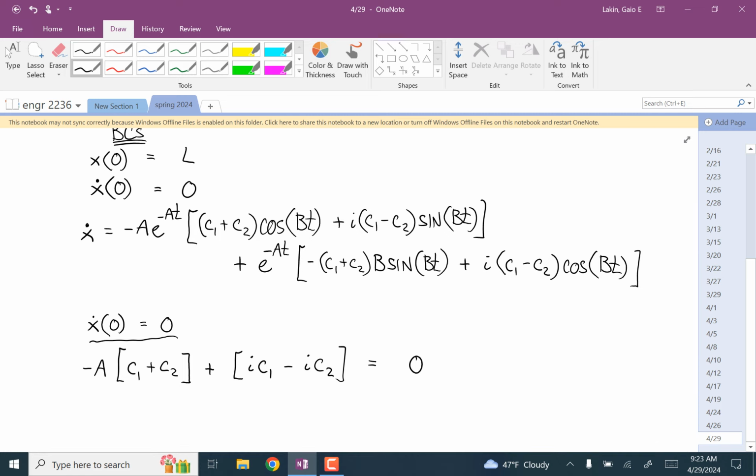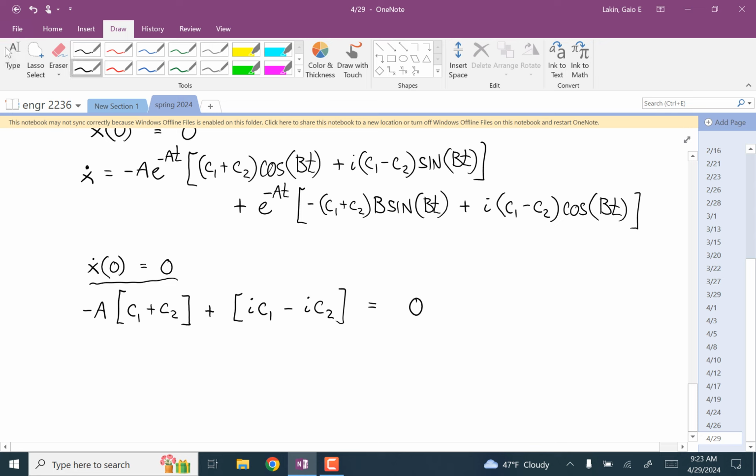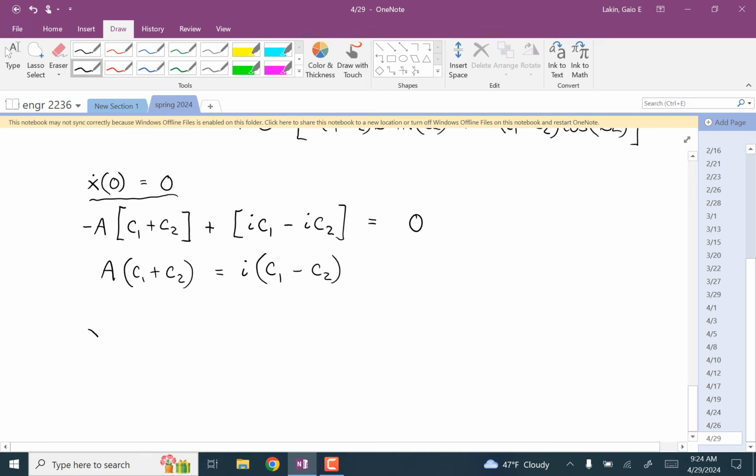Okay. And let's see, how do I want to write this? I guess I'll write it as a times the quantity c1 plus c2 is equal to i times the quantity c1 minus c2. Okay. And then I'll set that aside and go to the second boundary condition.